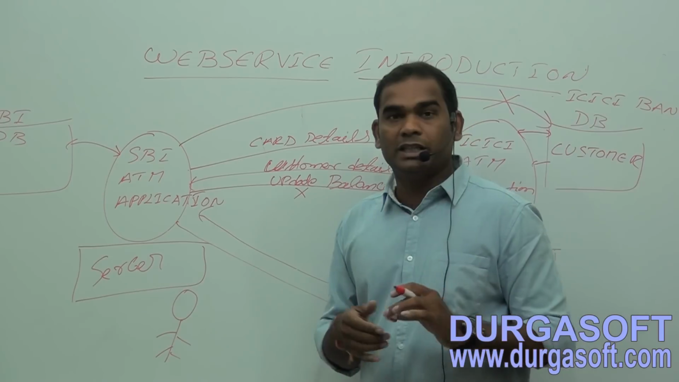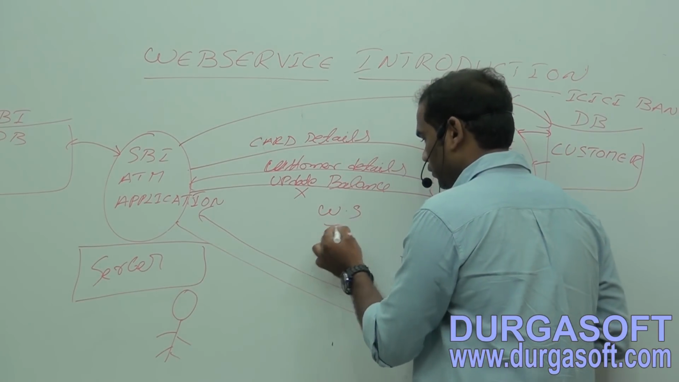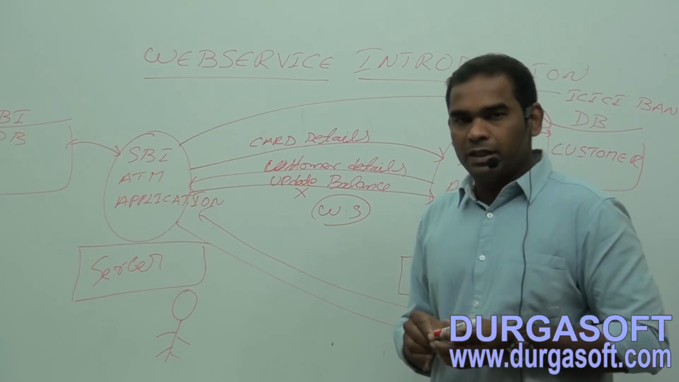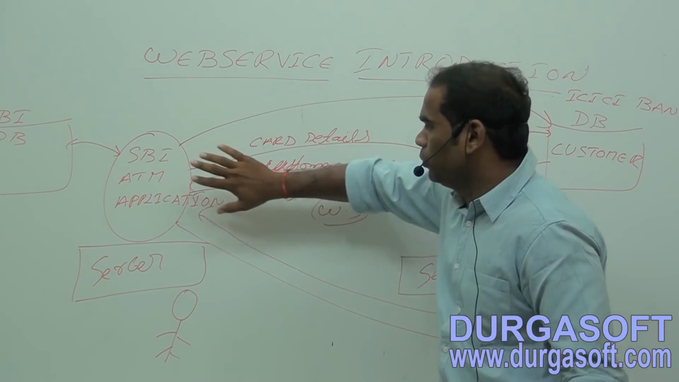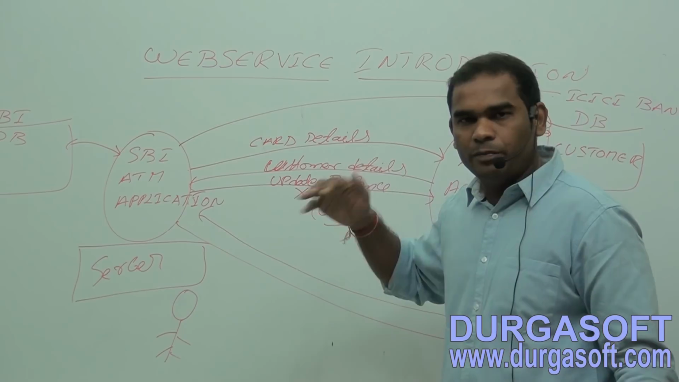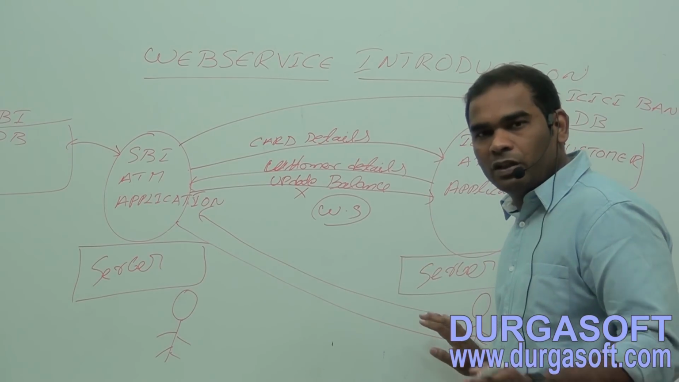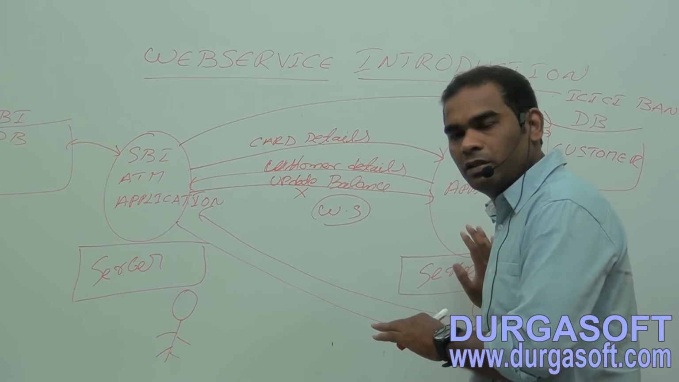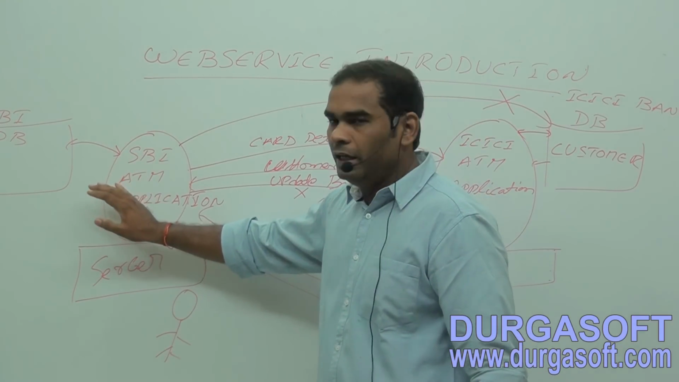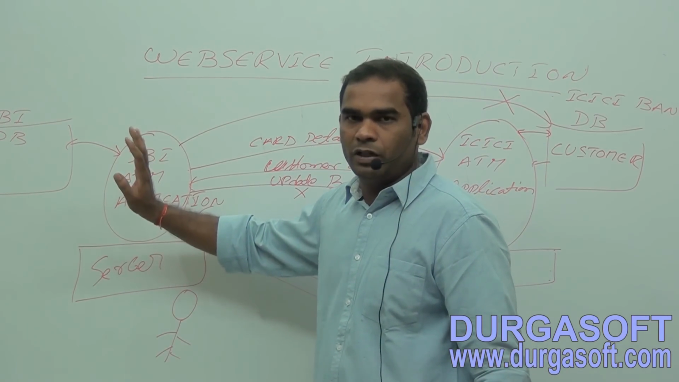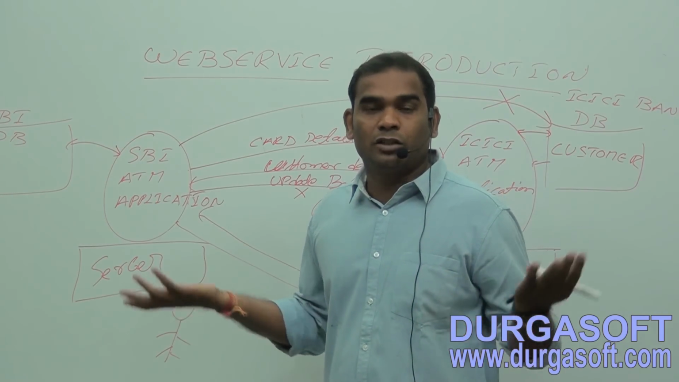How are these applications sharing the information here? We will use web services here. Just imagine, if we don't have web services, definitely these two applications cannot share the information here. If they are not sharing the information, an ICICI Bank customer can withdraw money from only ICICI ATMs, and SBI customers can withdraw money from only SBI ATM applications here. So banks will never provide more services to their customers here.